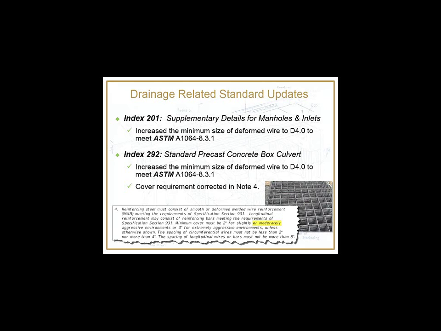And Index 292, which is the precast box culvert standards, had the same note in there, so a corresponding change was made. And we also corrected a bust in the cover note for moderately aggressive environments. So that's now consistent with the structures design guidelines and the other indexes.